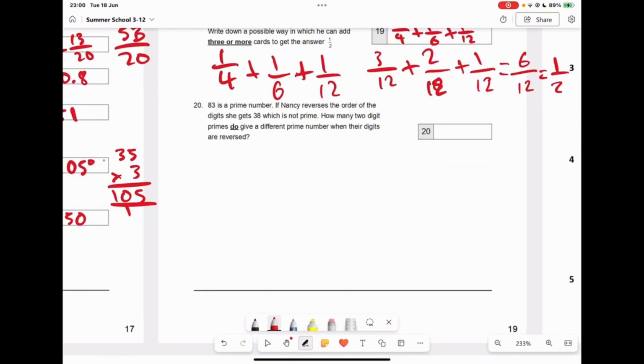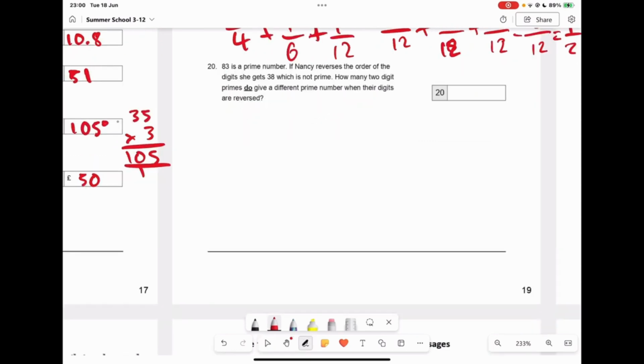Okay, question 20, the final question. 83 is a prime number. If Nancy reverses the order of the digits, she gets 38, which is not prime. Okay. How many 2-digit primes do give a different prime number when their digits are reversed? Okay, so we need to write out all of the 2-digit prime numbers.